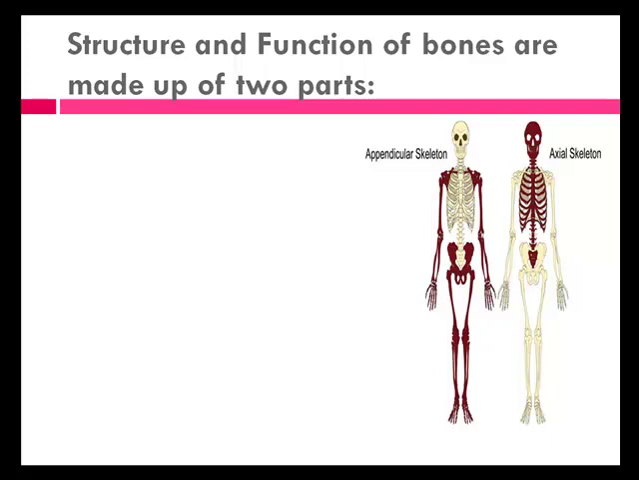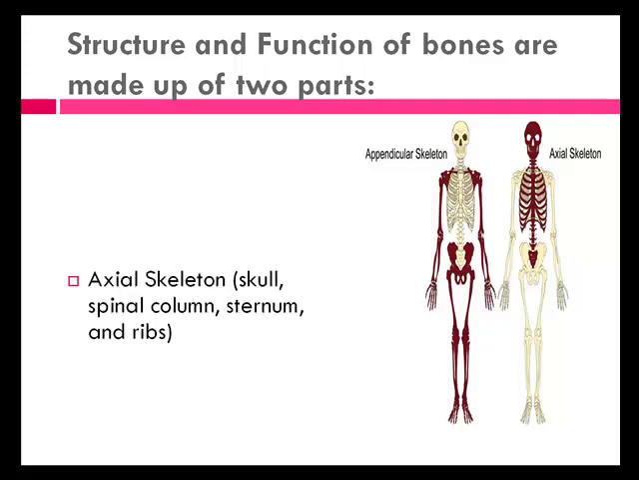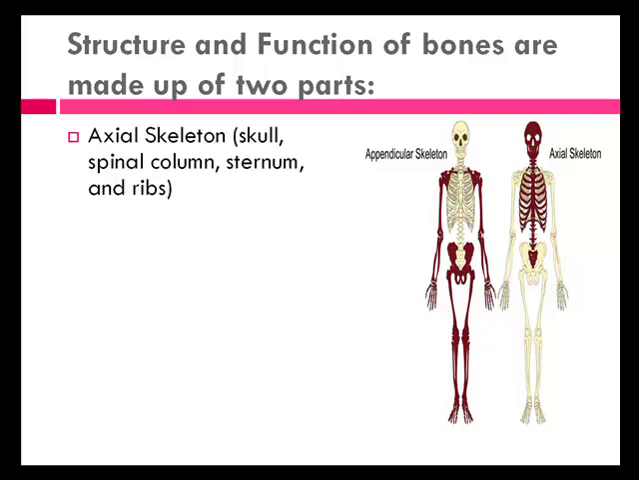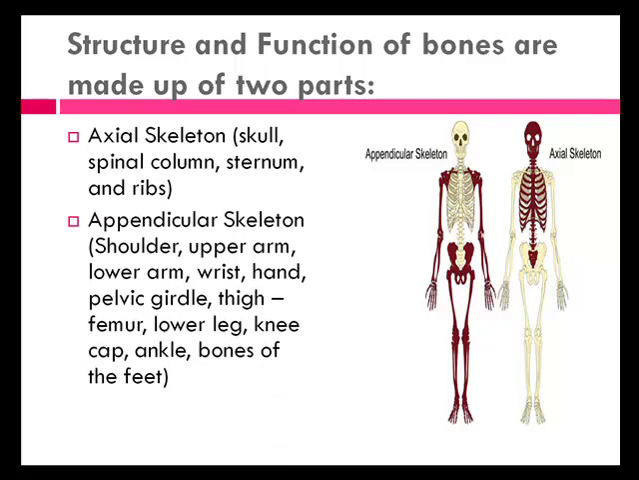Structure and function of the bones are made up of two parts. We've got the axial skeleton, which is your skull, your spinal column, your sternum, and your ribs. And you've got your appendicular skeleton, which is your shoulders, upper arms, lower arms, wrists, hands, pelvic girdle, your thigh, femur, lower leg, kneecap, and ankle bones of the feet.